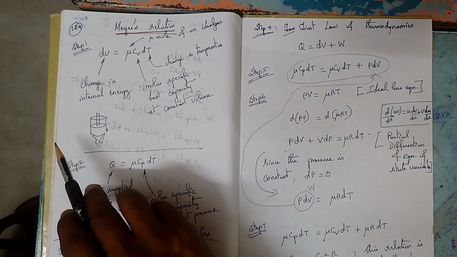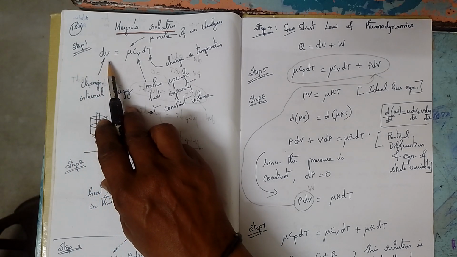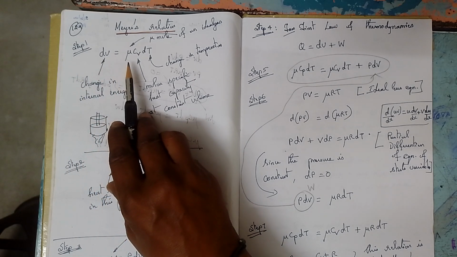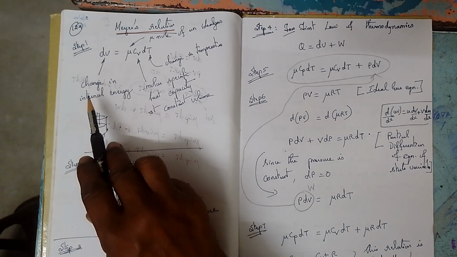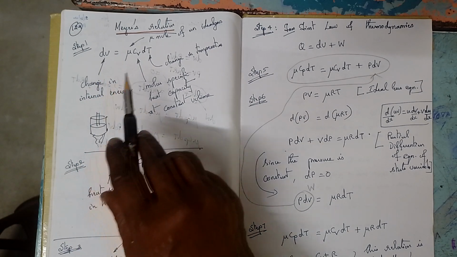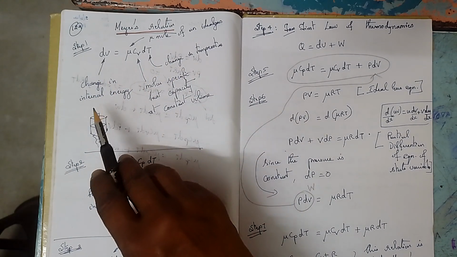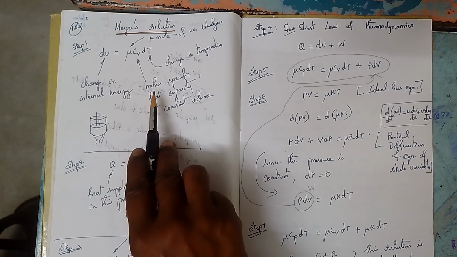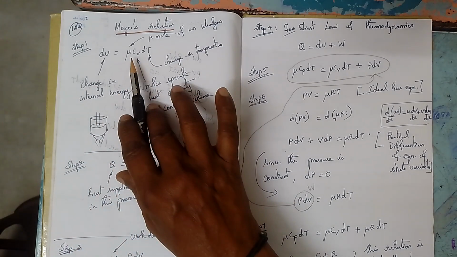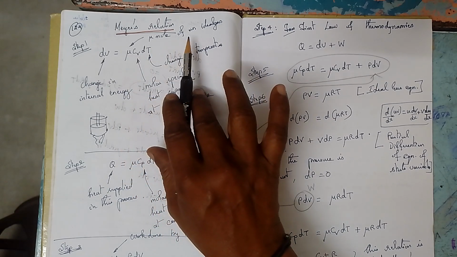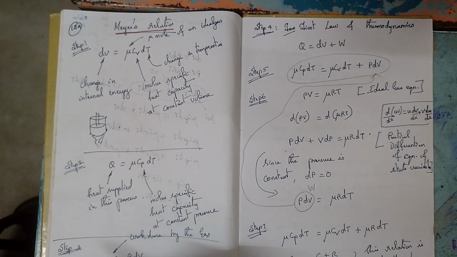Meyer's relation. Step 1: dU = μ Cv dT. dU is the change in internal energy, dT is the change in temperature, Cv is the molar specific heat capacity at constant volume, and μ is the number of moles of an ideal gas.